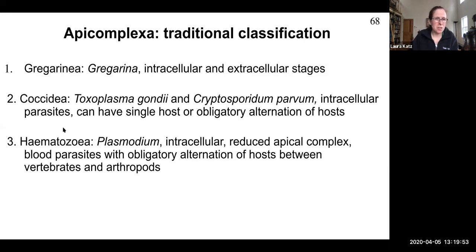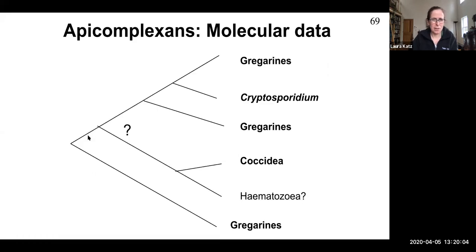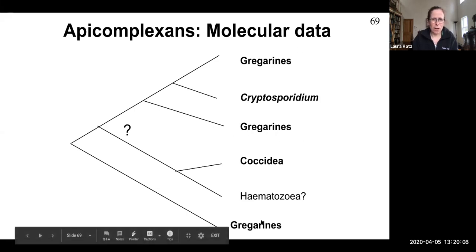And then the hematozoa, the ones that live in blood, these are all intracellular, and malaria is in here. They have an obligate alternation of hosts. So this was what the phylogeny was thought to be, primitive to complex. Of course, you guys see that that probably isn't true. Maybe gregarines are everywhere. You're going to read a gregarine paper and come back to it.